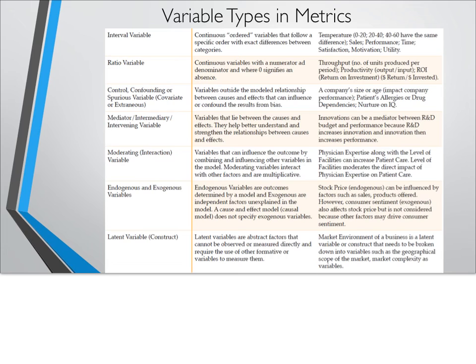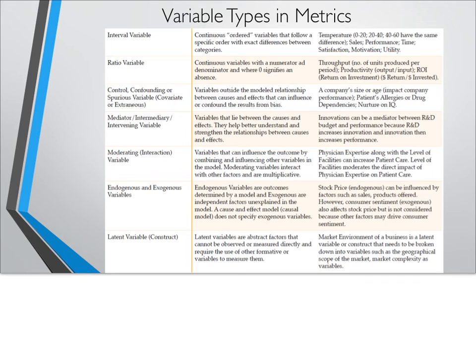Then, of course, there are other variables in metrics, such as interval variables. So interval variables are continuous ordered variables that follow a specific order with exact differences between categories, such as the temperature, 0 to 20, 20 to 40, 40 to 60, have the same difference of 20 between each. Sales, if you break it into similar chunks, then you could say that one is better than the other. Performance, time, satisfaction, motivation, utility, these are all interval variables because these are ordered variables where one is better than the other, especially if they're broken into certain segments.